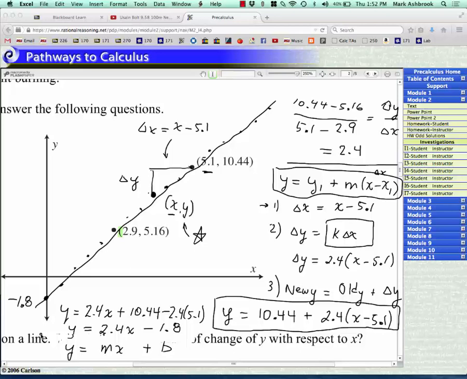So in your homework, your written homework and online, you think about this process. Don't say, oh, I know how to do lines, I'll do it my way. No, you're responsible for this way. So learn it. You can use your way to check.